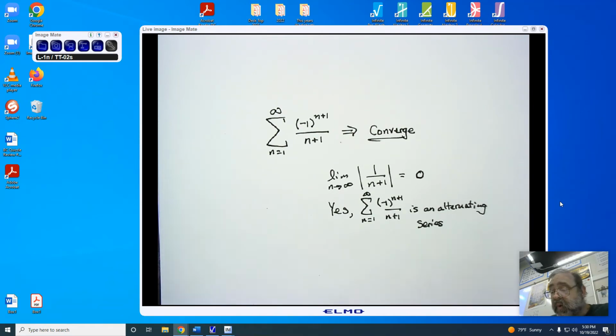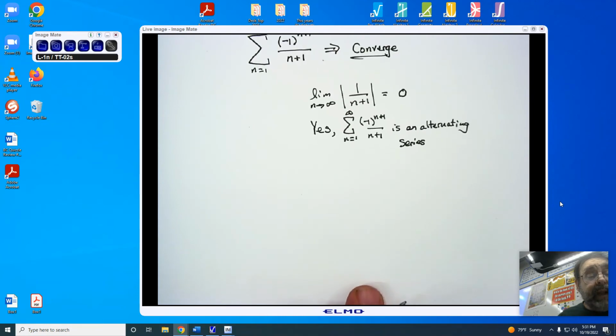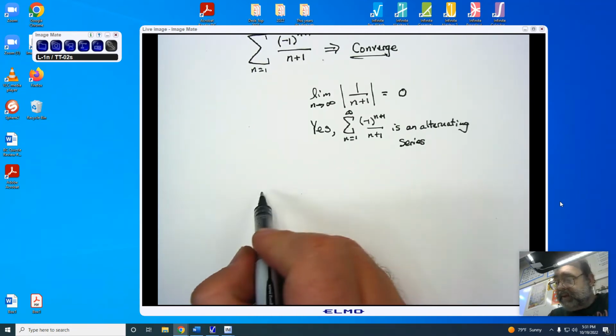So notice, in this one, I have an alternating series, and the absolute value of a sub n goes to 0. It converges by the alternating series test. That is what the alternating series test does. It's very straightforward. Let's take a look at another one.